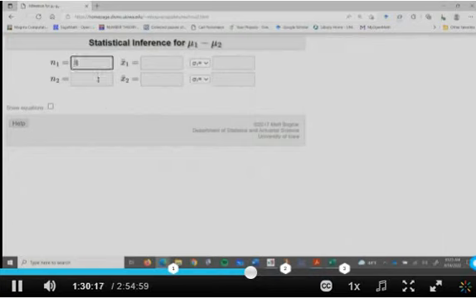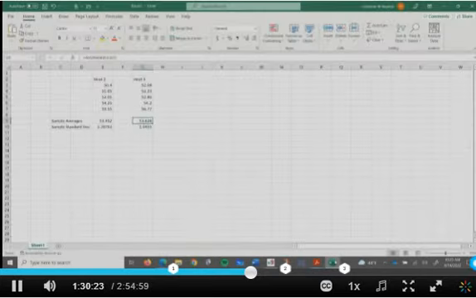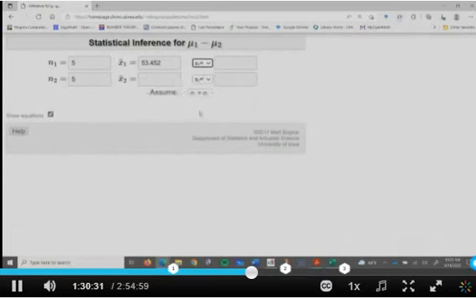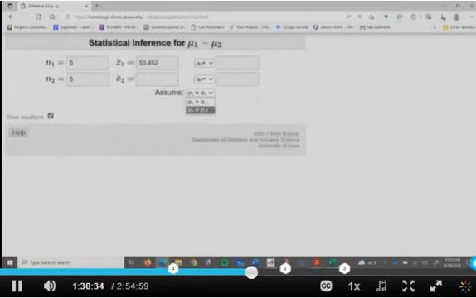I had 5 in both cases. What was my first sample average? 53.452. And I don't have sigma, I only have S. And I have no reason to assume that their standard deviations are the same. This assumption, when you have good evidence for it, can actually give you a more powerful test. But most of the time you will not have evidence for that. Unless you are told to assume that the 2 standard deviations are the same, select the option that they are not.